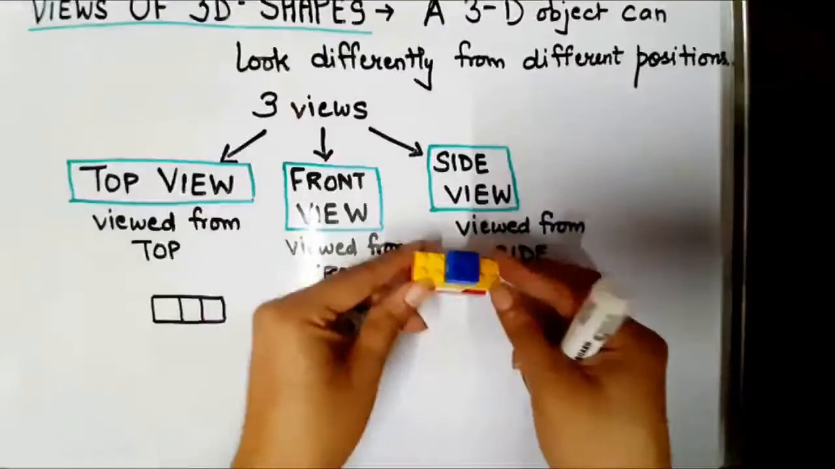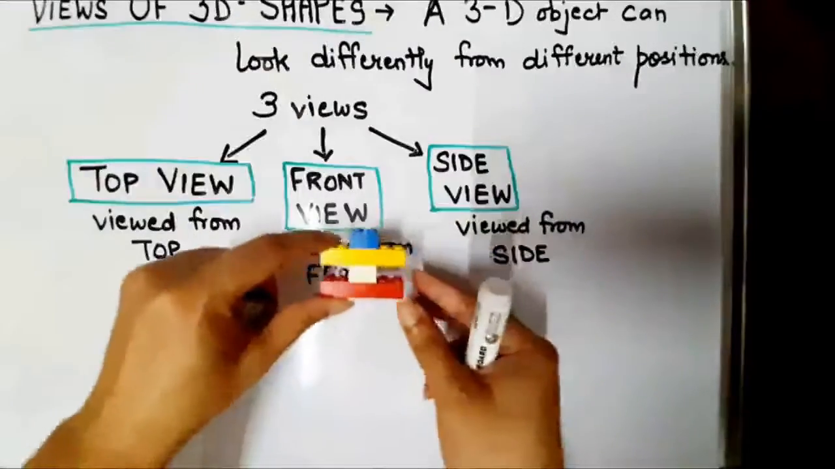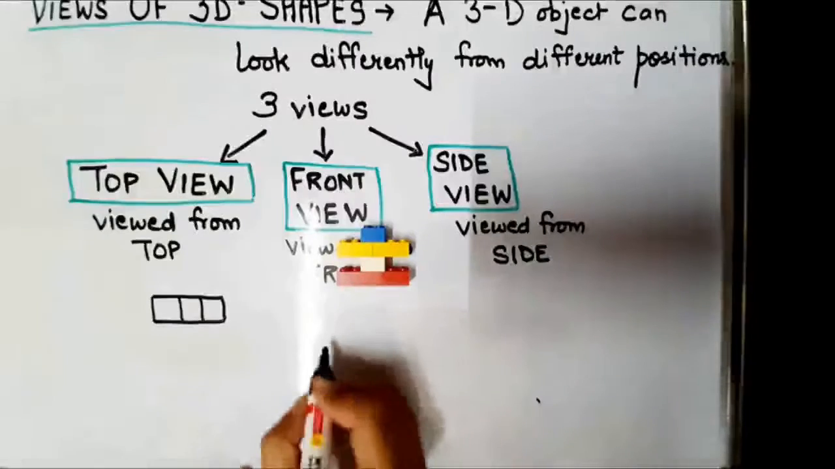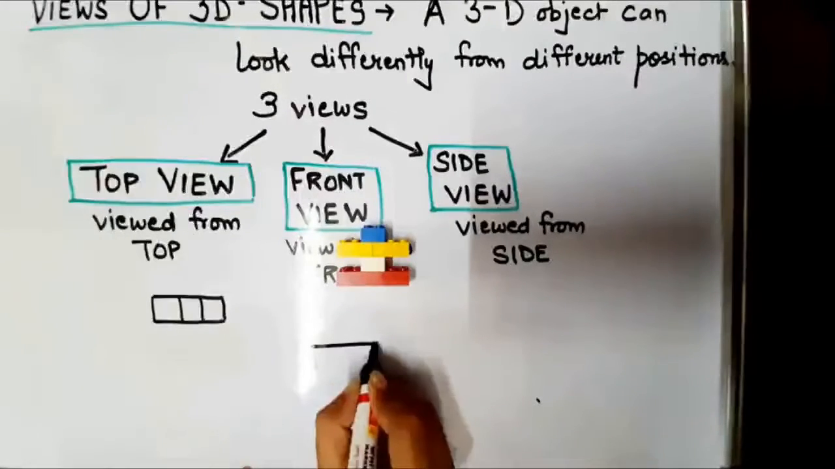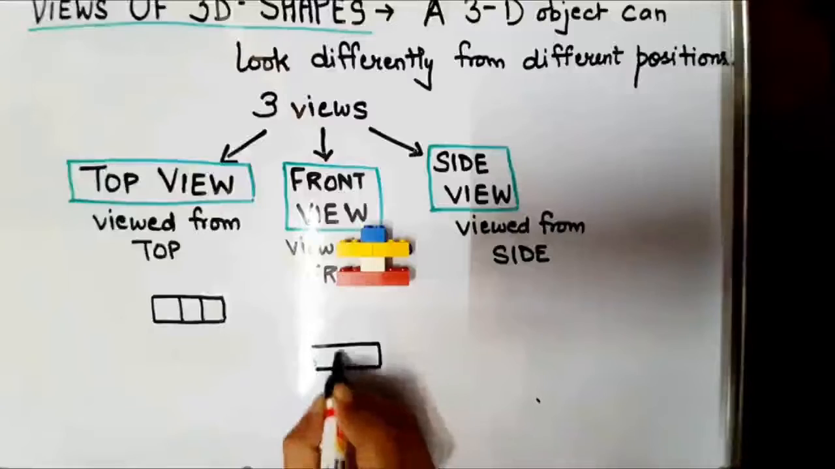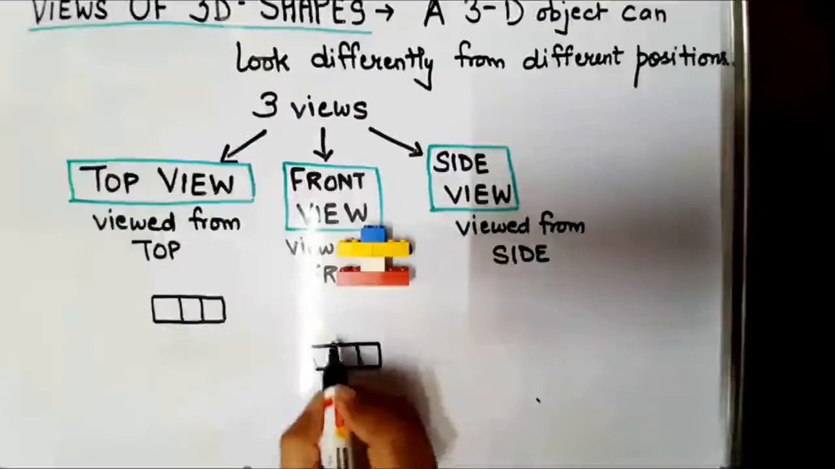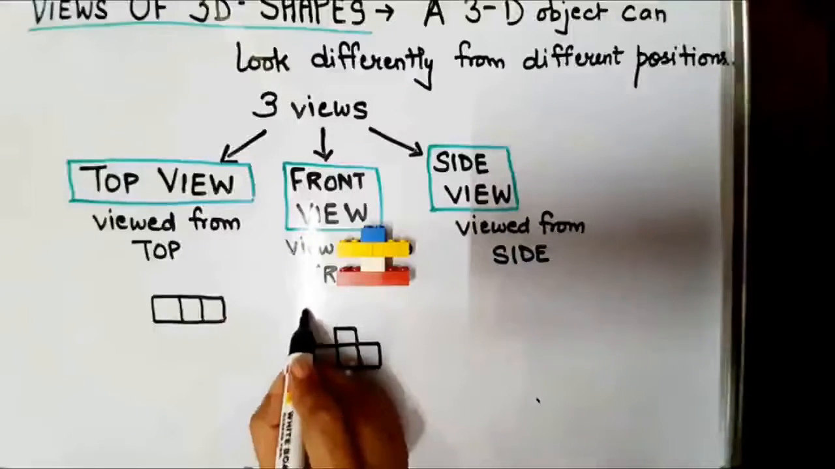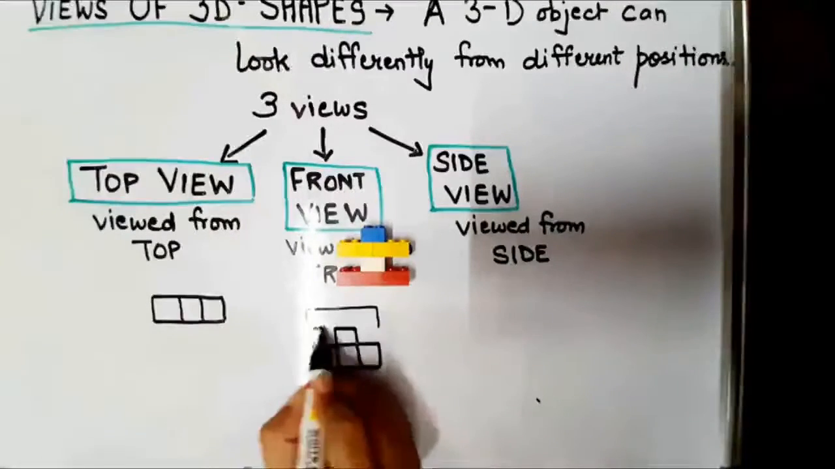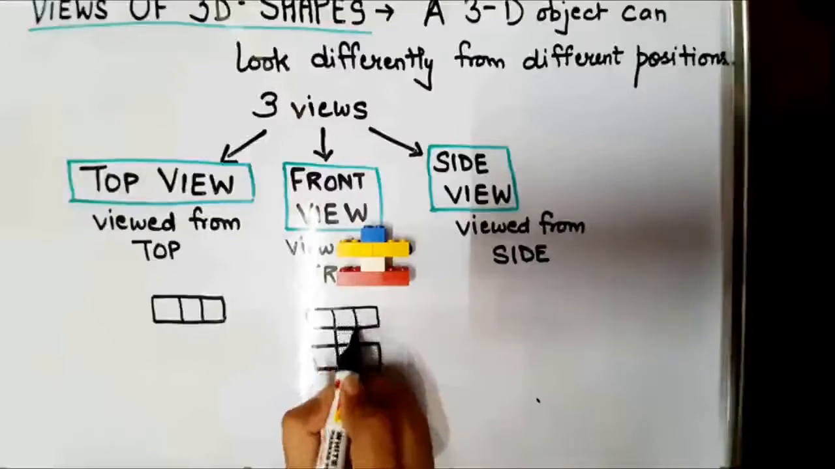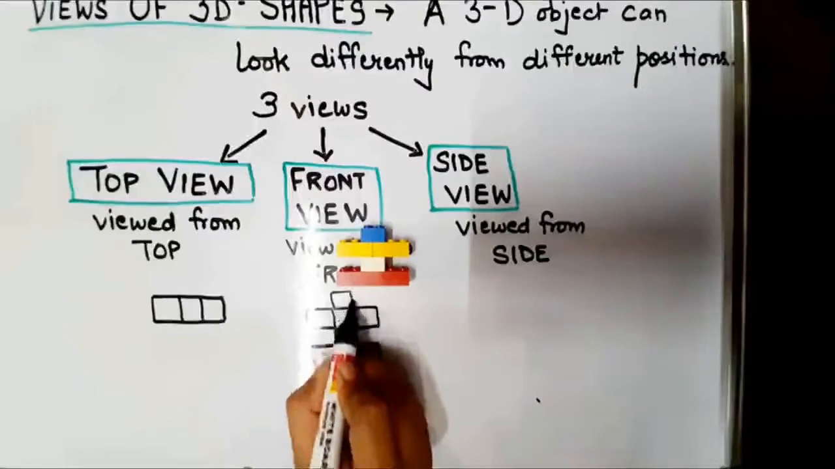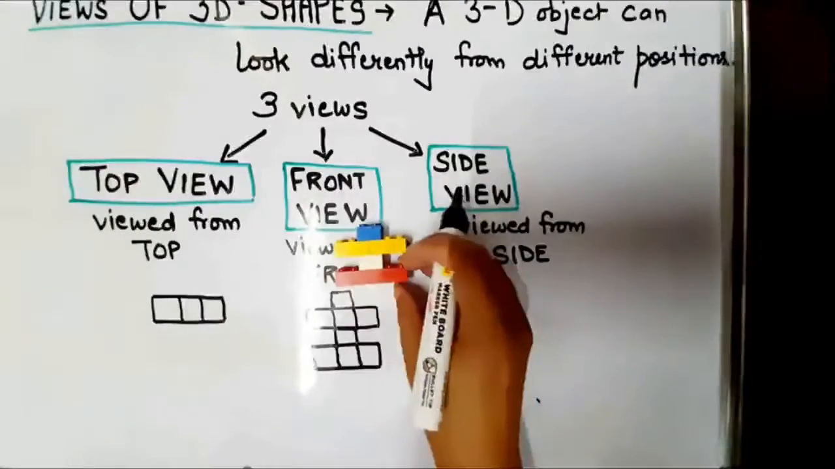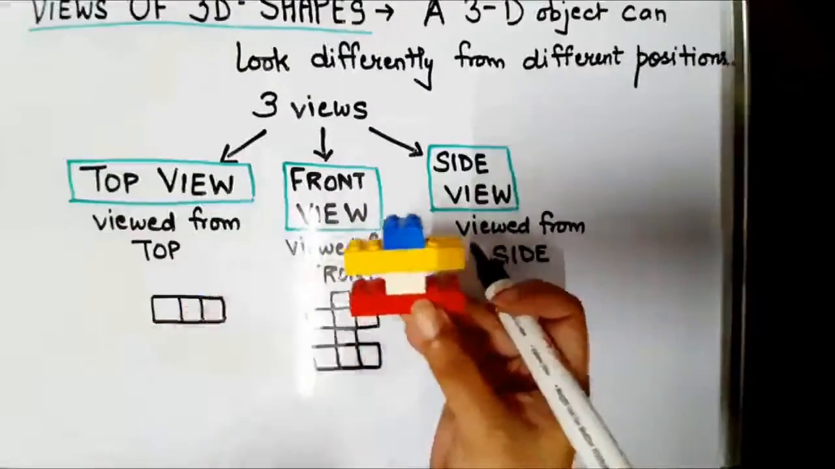Front view, the structure is like this. So we'll draw it in the same manner. That means we have three squares here on the base. Then we have one square which represents the white one, and then we again have three squares like this, and then another one to represent the blue square. Okay, so this is the front view.